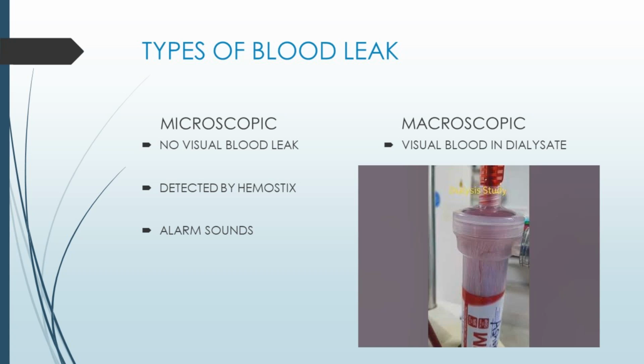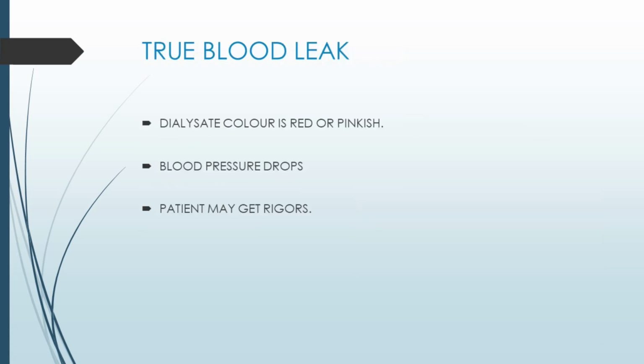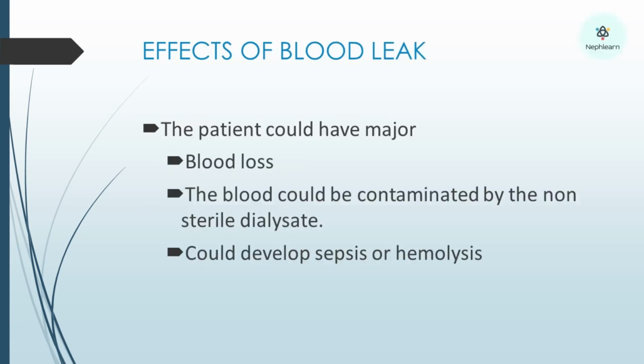If the alarm sounds but there is no visual evidence, then it is a microscopic blood leak, detected only by strips. If there is visible blood in the dialysate pipes, it is called a macroscopic blood leak. The dialysate color is red or pinkish, the patient's BP drops, and he may develop rigors in a true blood leak. When this occurs, the patient could have major blood loss, or the blood could be contaminated by non-sterile dialysate and develop sepsis or hemolysis.